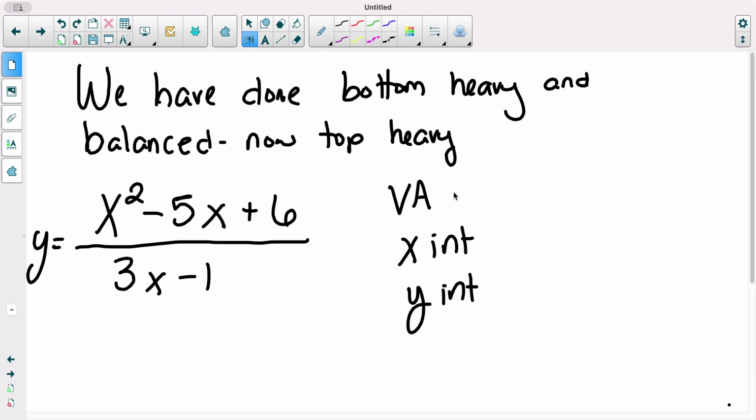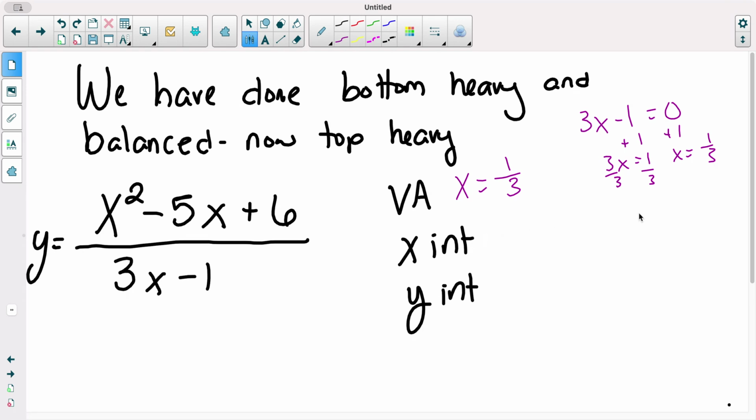Because I know my vertical asymptotes are just solving the bottom. So 3x minus 1 equals 0. Add 1, 3x is equal to 1, and then divide by 3. So x equals a third. Which, incidentally, you're going to need again, so just hang on to that vertical asymptote.